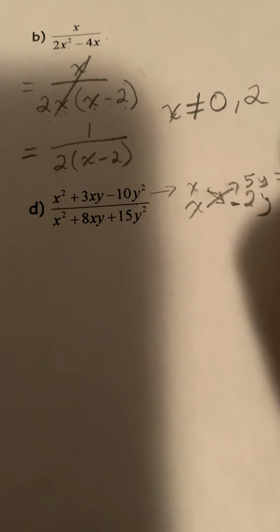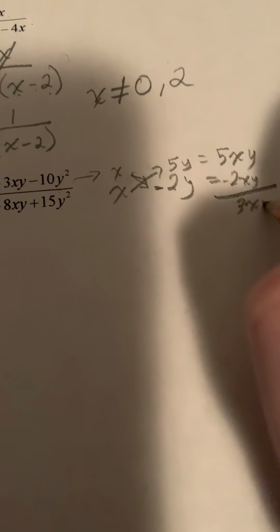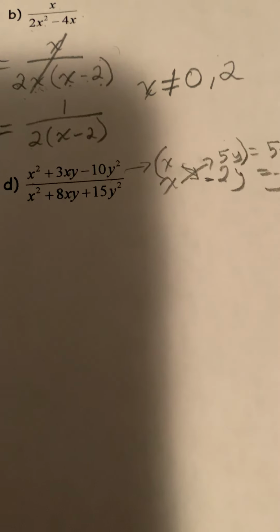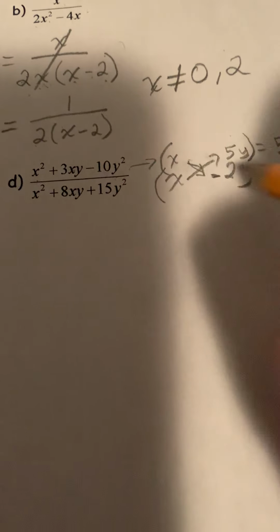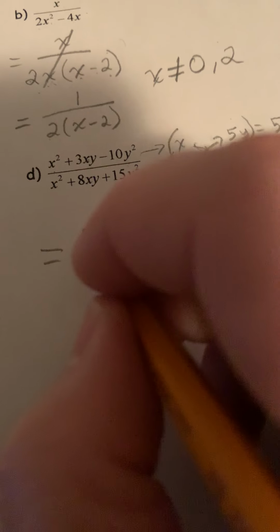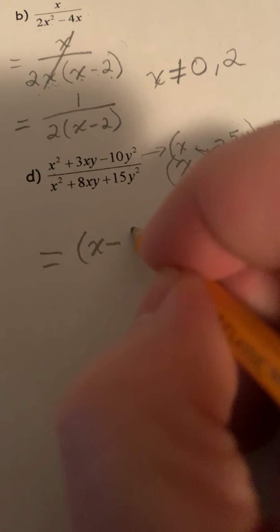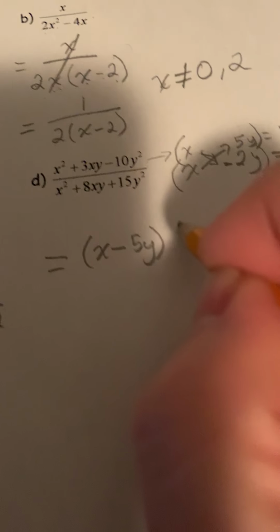If I cross multiply here, I get 5xy and negative 2xy, which makes 3xy. Okay, so that matches the middle term, so 3xy matches. So our first bracket is x plus 5y, and our second bracket is x minus 2y. For the numerator, x minus 5y and x.